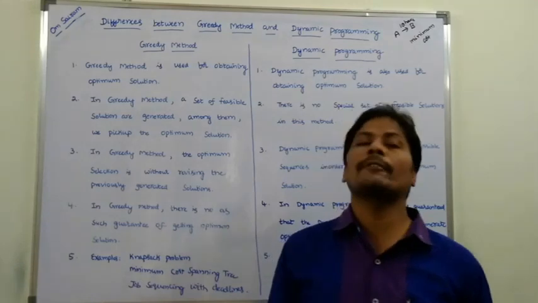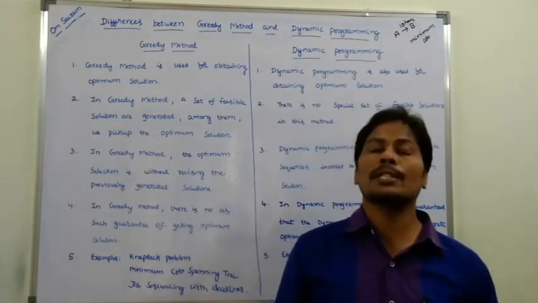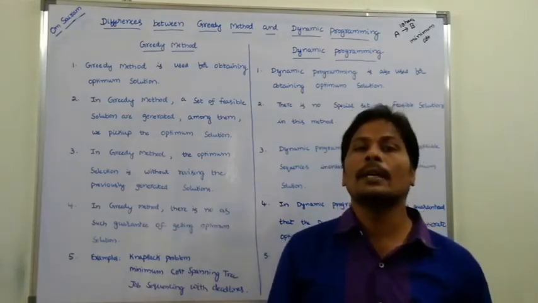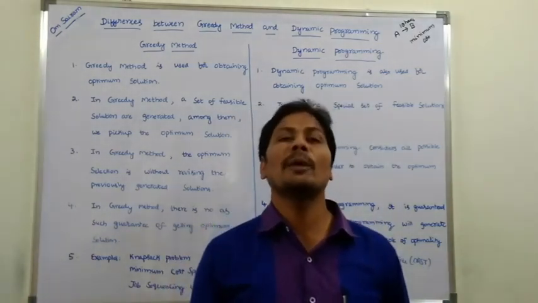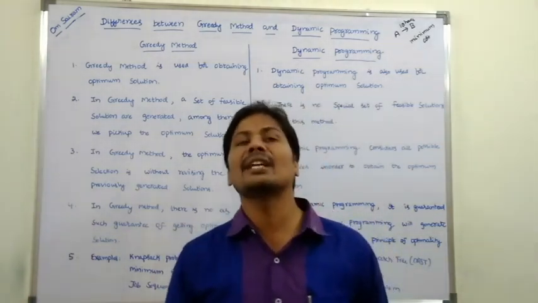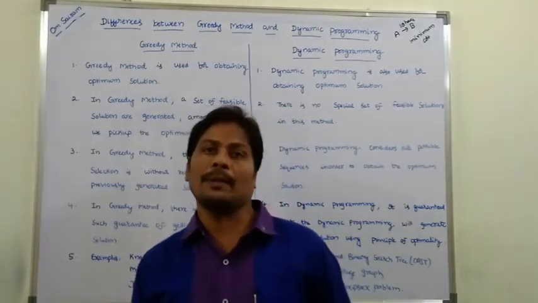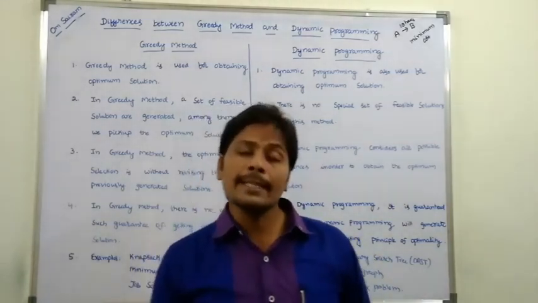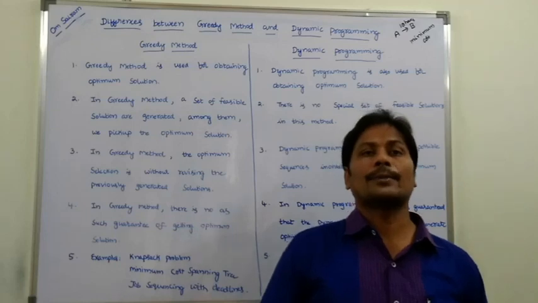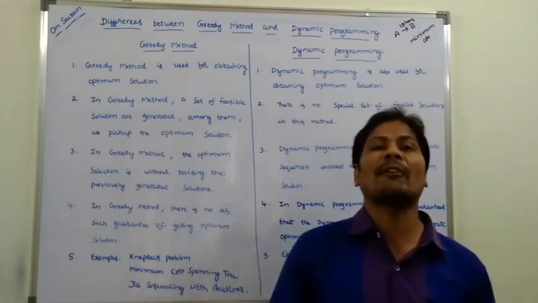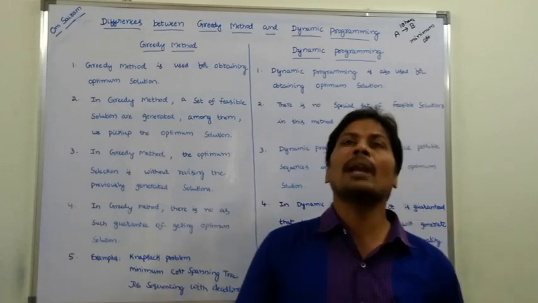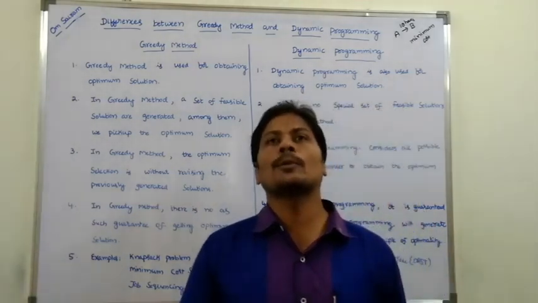But in the case of the greedy method, no such principle is used. Because of that reason, in the greedy method, we may not guaranteedly say that we may get the optimal solution. So what is the principle of optimality? Dynamic programming follows a principle called the principle of optimality.